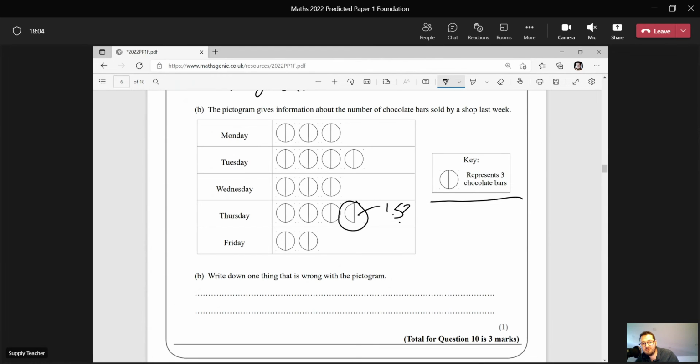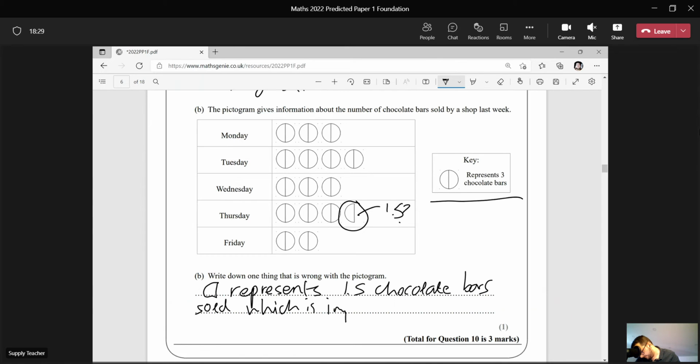Yes, because you can't really snap a Twix in half, can you? And sell it, so that's no good. So we're going to write down that represents 1.5 chocolate bars sold, which is impossible.